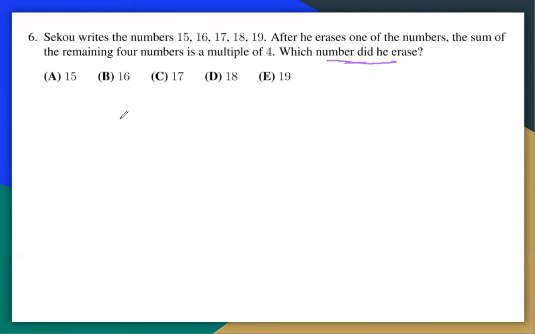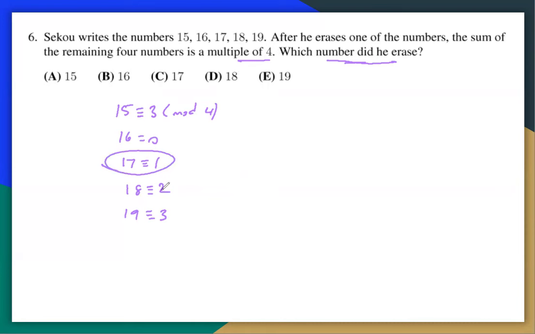So 15 is congruent to 3 mod 4. Okay, and then 16 is congruent to 0, 17 is congruent to 1, 18 is congruent to 2, and 19 is congruent to 3. So when you add 4 of these, the sum of the remainders should be 0 in order for that to be a multiple of 4. So when you add the remainders, you get 6, 8, 9. So the smallest multiple of 4 that we can get is 8. Which means we should actually remove this one so the sum of the other remainders will be just 8.